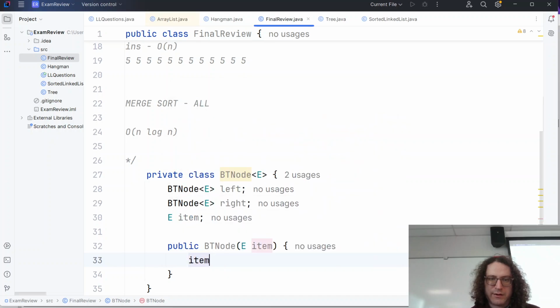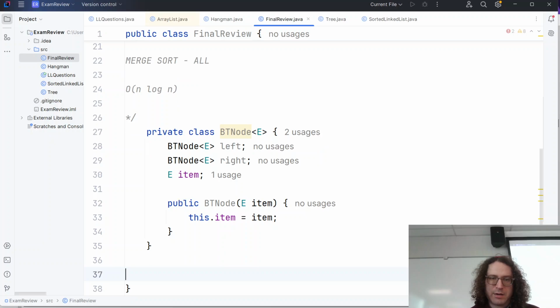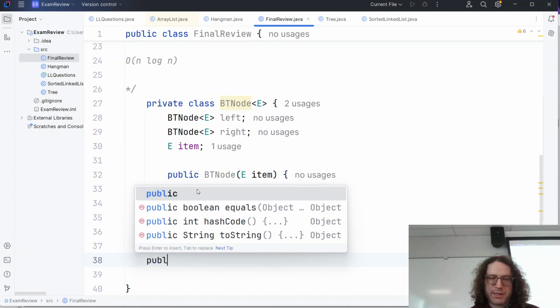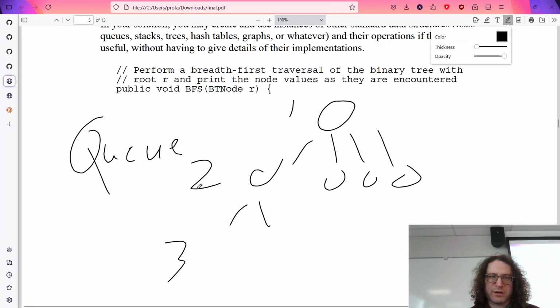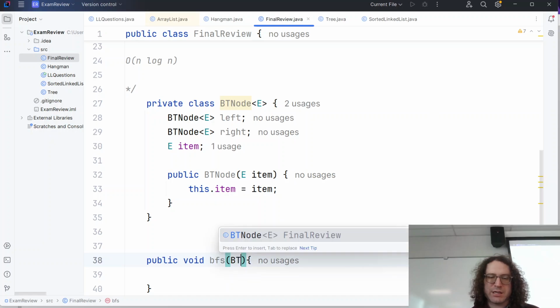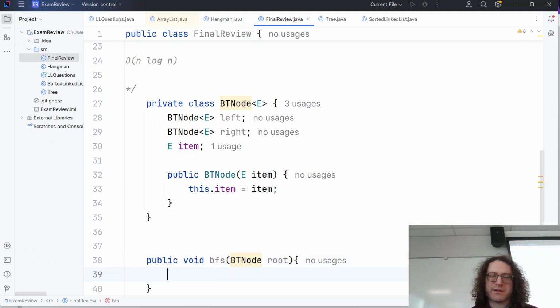Item is equal, sorry, this dot item is equal to item. There we go. Next, public, what are we trying to do? Public void BFS, so we're printing it. Okay, and that's all we need. We don't need a, oh, it wants a root. So BT node, given a root for this, or our starting point, we're gonna just go through this.